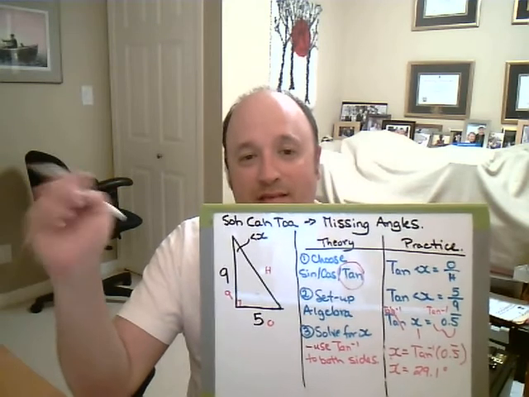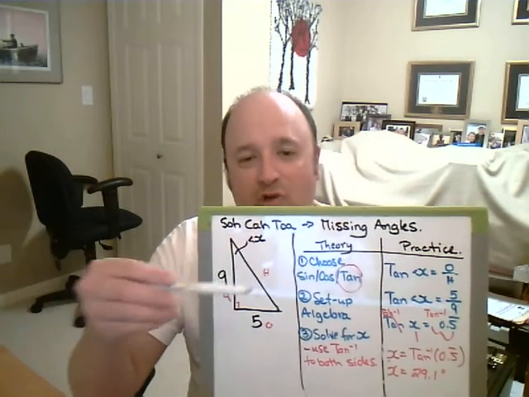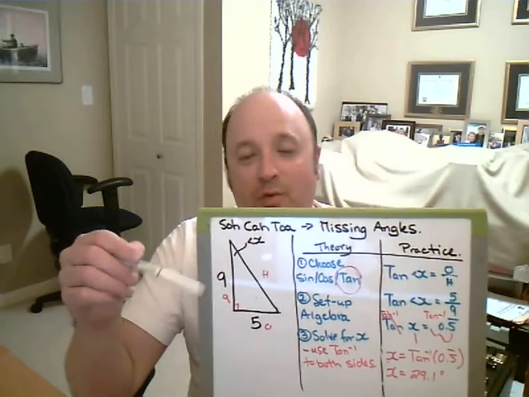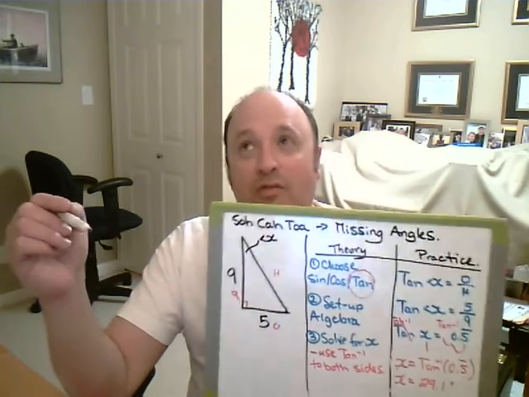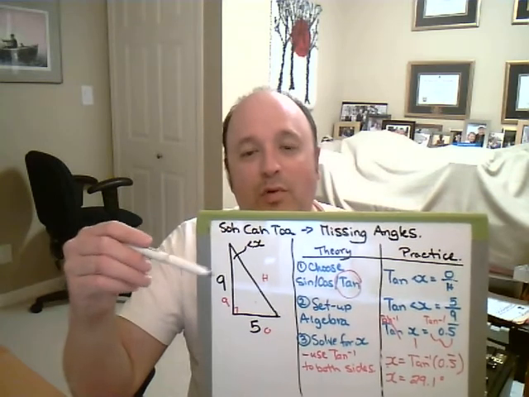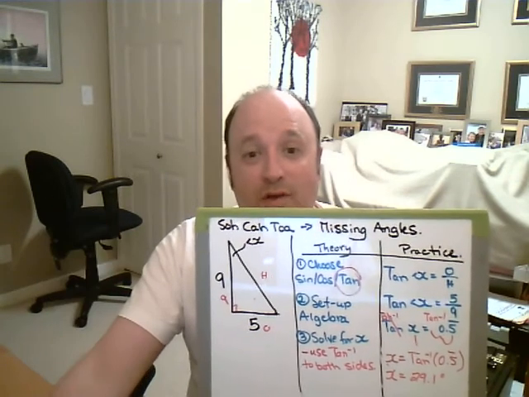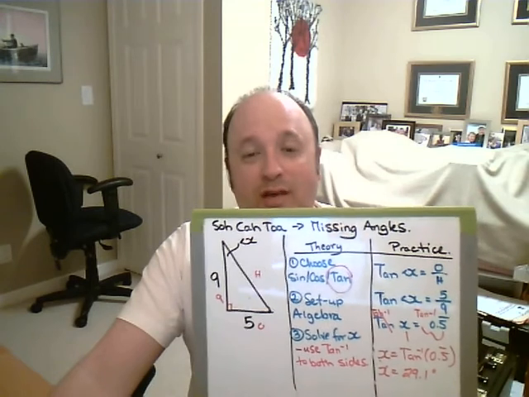Next class we're going to look at triangles that are not right angled and how we can deal with those. And then we'll eventually get to, hopefully by the end of the year, something called polar coordinates, which is pretty freaky, and that's where we take triangles and we turn them into circles.